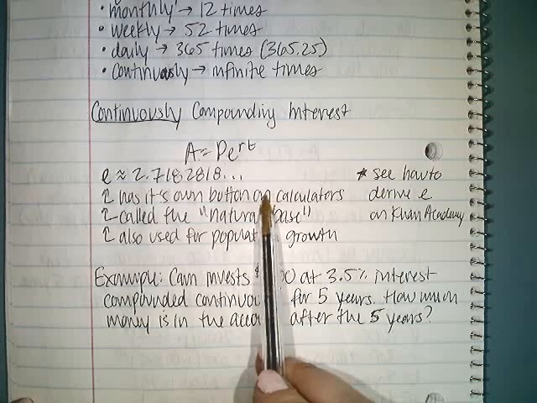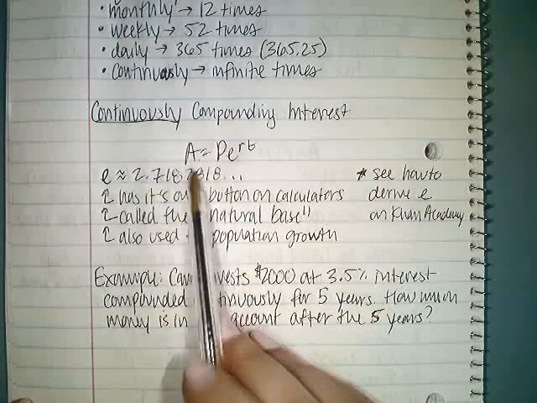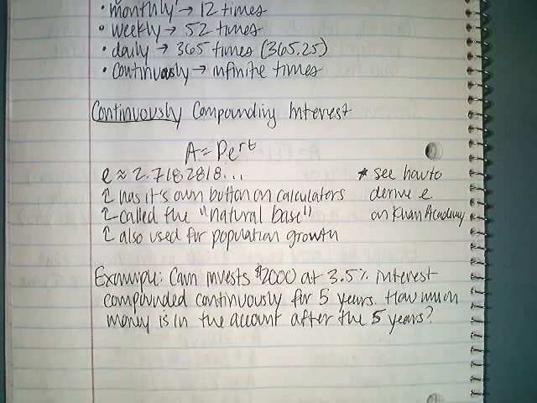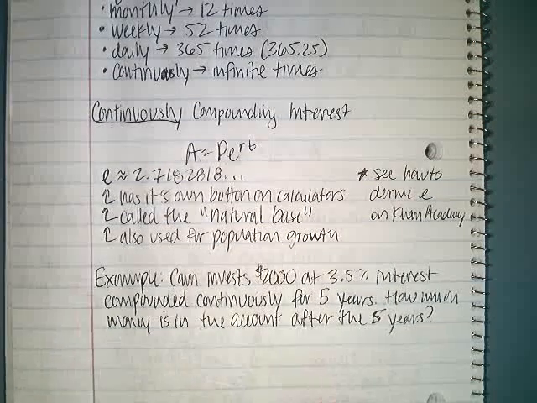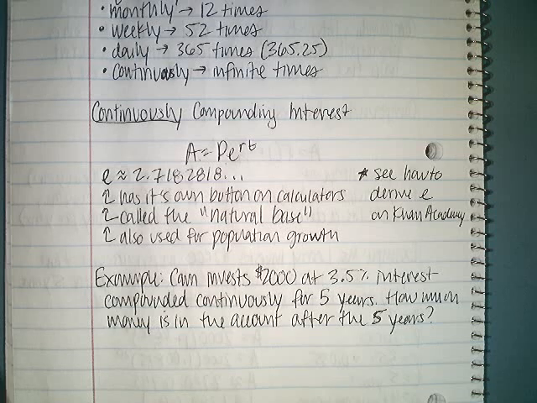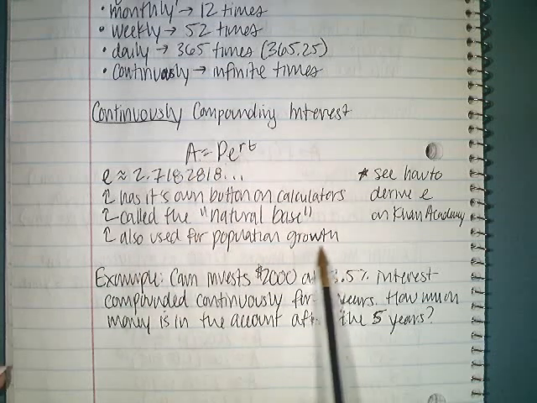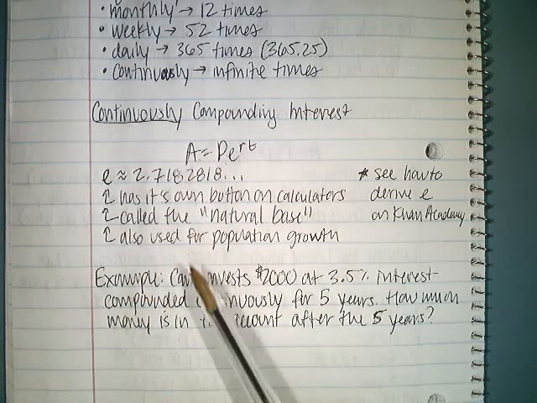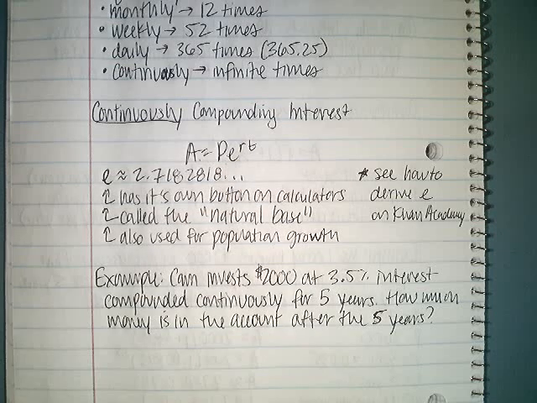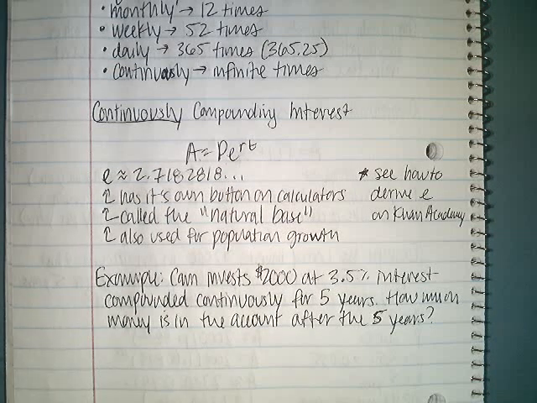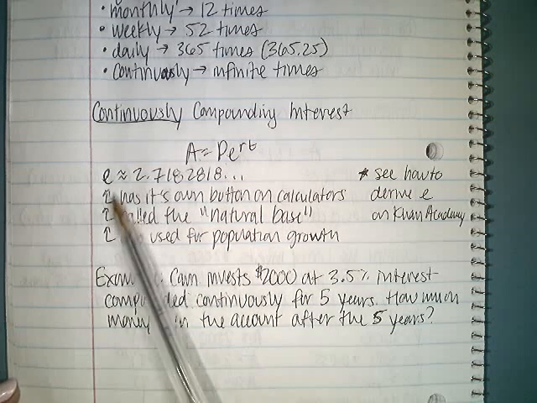It has its own button on your calculator because it is a very important number for if something is continually building off of itself, not necessarily with interest. It can also be used for population growth. So it's not like you compound population every day or once a month. So oftentimes for population growth and bacterial growth and those sorts of things, you'll use continuously compounding. It's called the natural base. So e is called your natural base, and that will come up again when we learn about our natural logs. So e is our natural base.